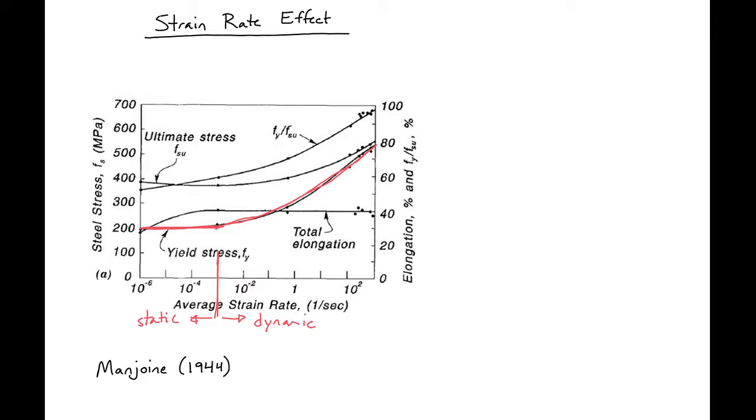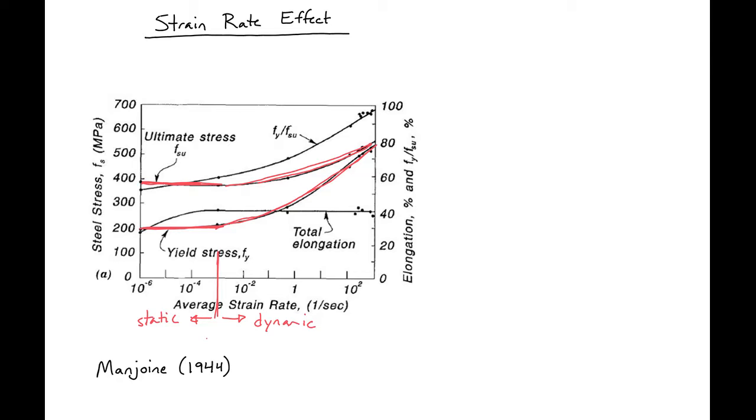So next you can see the ultimate stress. So once again, when we're in the static range, we're about consistent. We have a little dip here in this testing. And then as soon as we go dynamic, we'll see an increase in our ultimate stress.